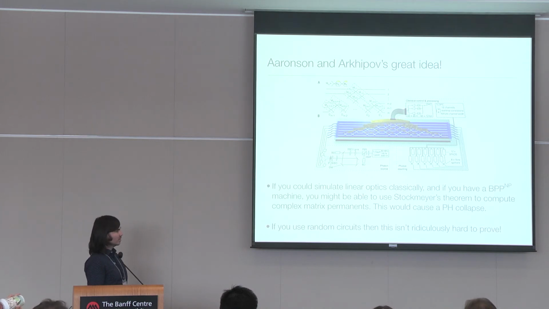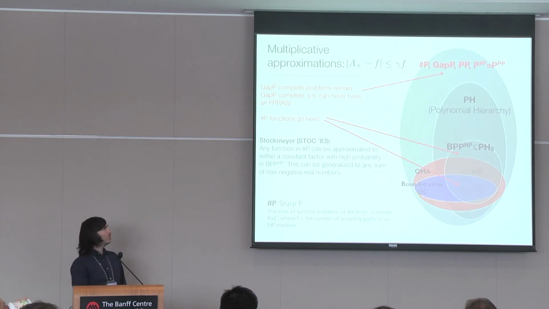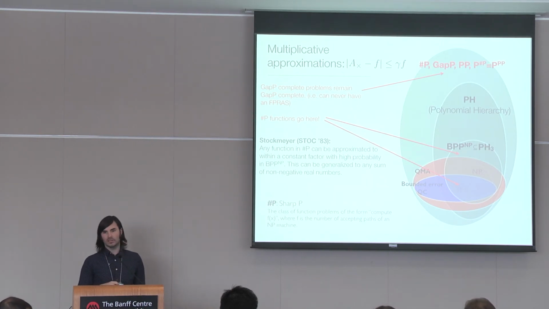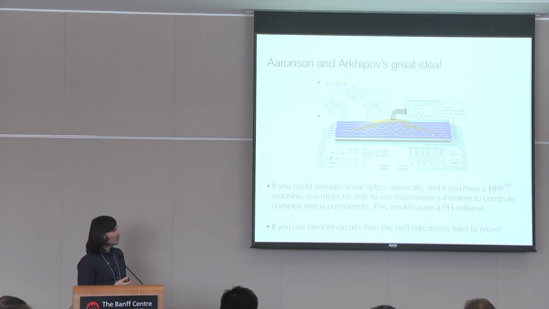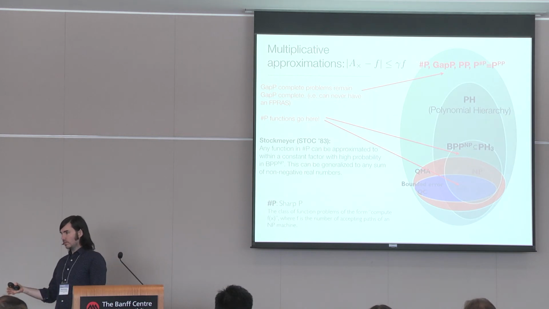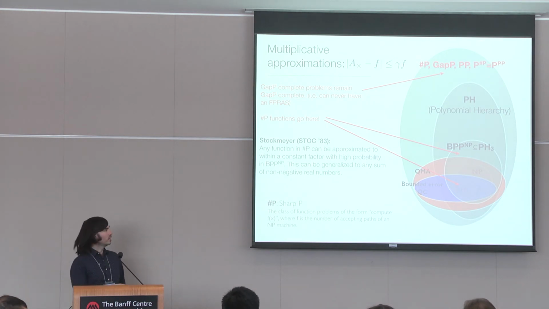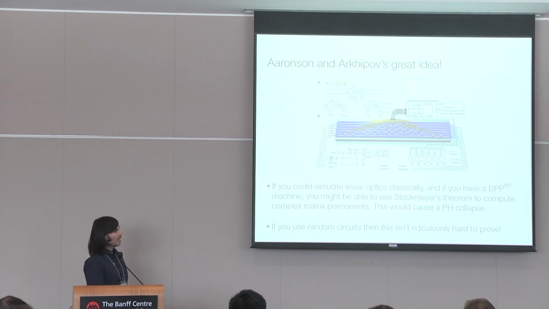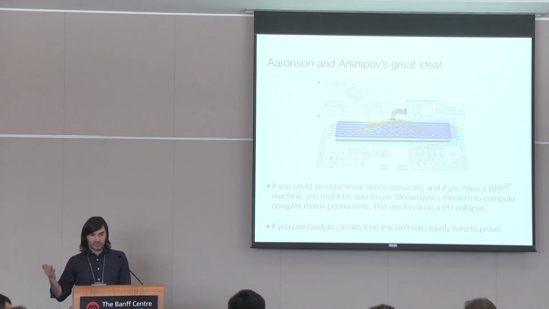So this brings me to Aaronson and Arkhipov's great idea. They knew about this difference between gap P complete problems and problems that are inside sharp P. They formed the idea that maybe we can show that if classical circuits can simulate quantum circuits or linear optical circuits, then you're going to be constrained to live inside the class of problems that live down here. And then maybe we can leverage Stockmeyer's algorithm to get an argument that linear optical systems can't be classically simulated.